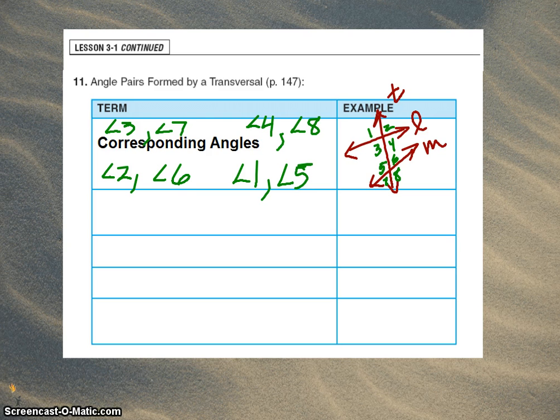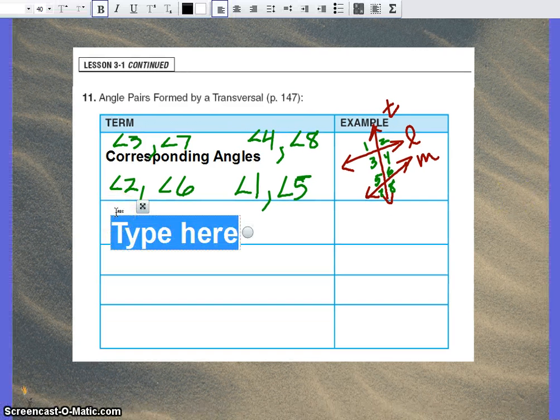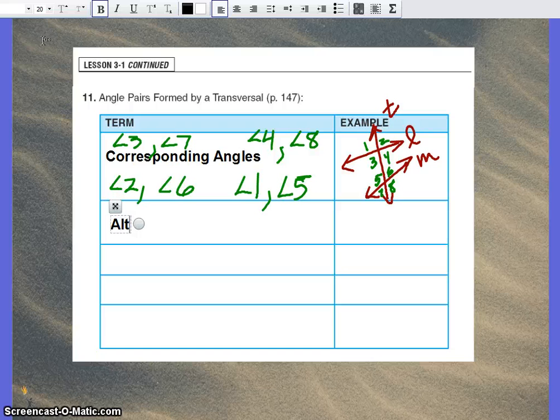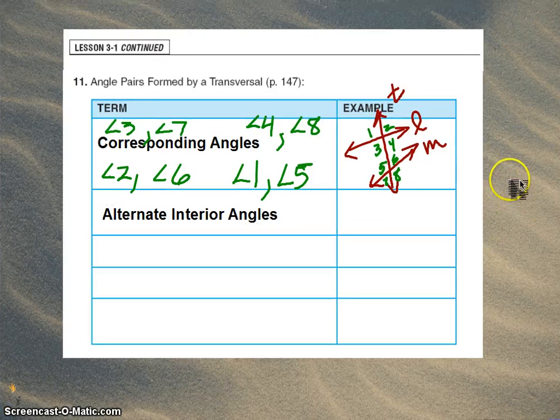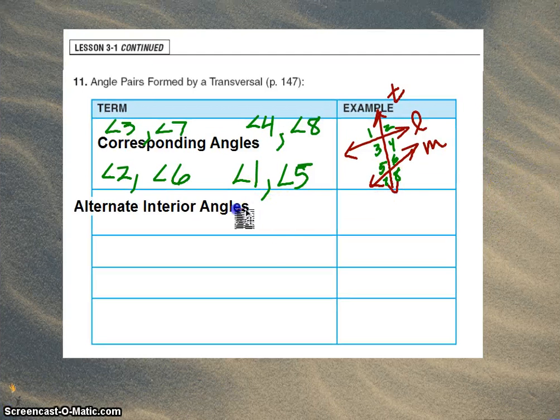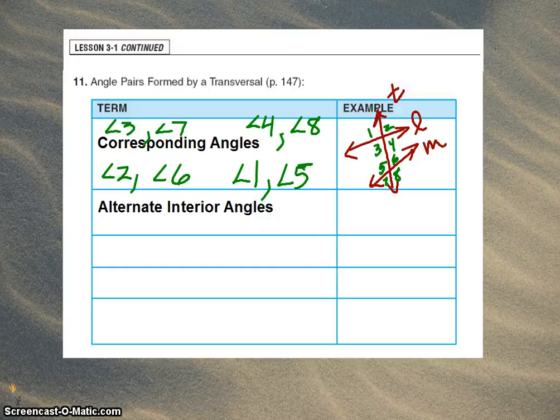So the next set we want to talk about is alternate interior angles. So same picture, same thing going on, but we will take the picture in a second and make it only have alternate interior angles for a second.